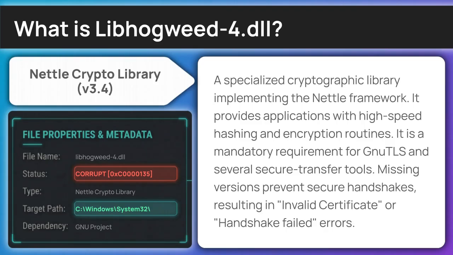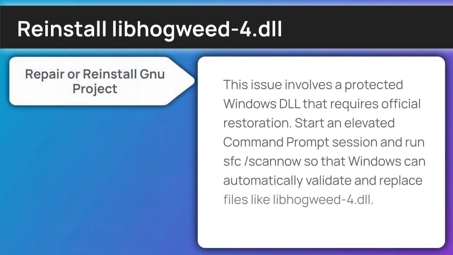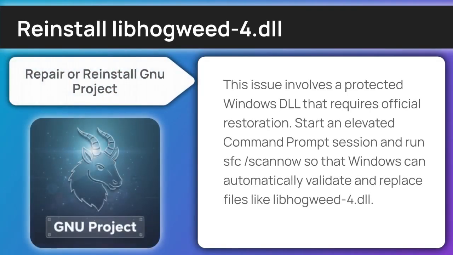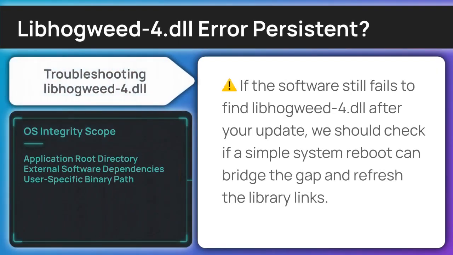Now that the technicals are covered, let's run the official installer. This issue involves a protected Windows DLL that requires official restoration. Start an elevated command prompt session and run sfc /scannow so that Windows can automatically validate and replace files like libhogweed-4 library.